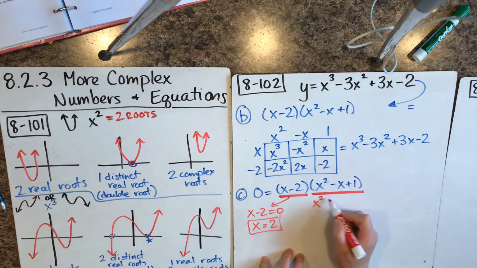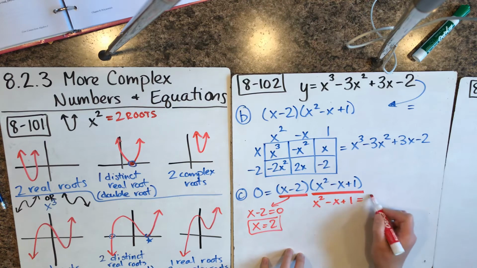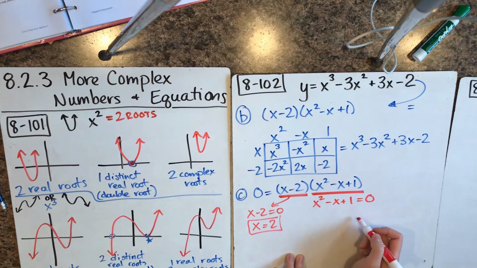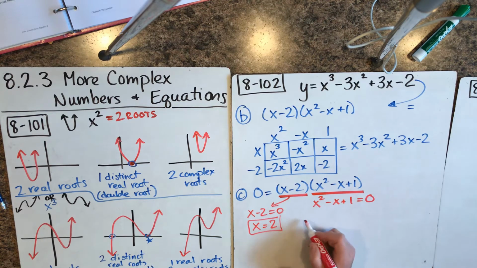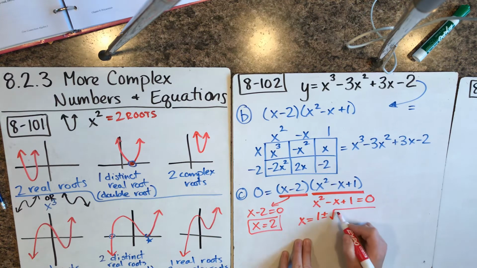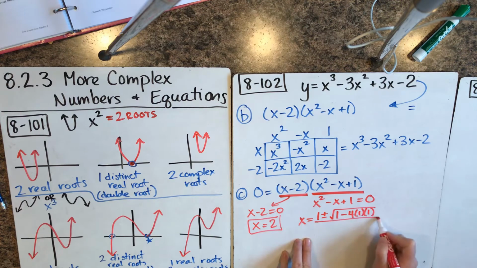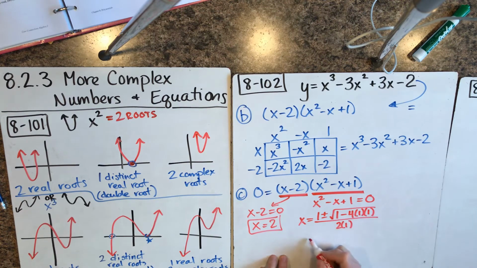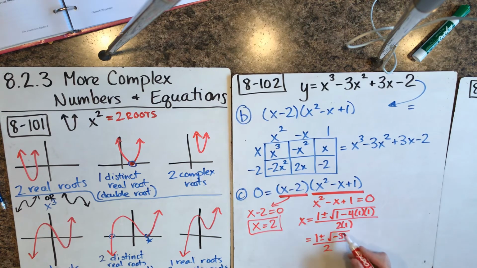When I do x squared minus x plus 1 equals 0, I cannot factor this. And so when I cannot factor it, I have to use the quadratic formula. So the quadratic formula: negative b plus or minus the square root of b squared minus 4 times a times c, all over 2 times a. These numbers make it pretty easy. This is going to be 1 minus 4. And as we remember, when there's a negative inside the square root, it becomes an imaginary number.